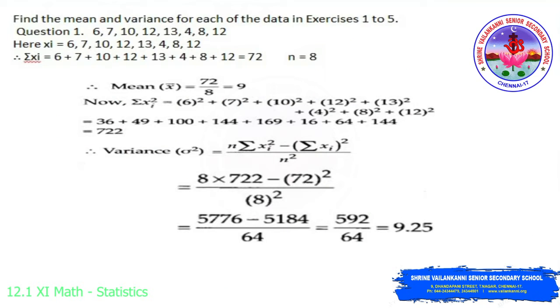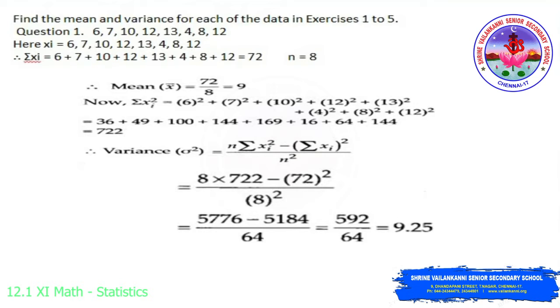Let's see some exercise problems on finding mean and variance. Find the mean and variance for each of the data from questions 1 to 5. This is question number 1: 6, 7, 10, 12, 13, 4, 8 and 12. Here xi equal to 6, 7, 10, 12, 13, 4, 8 and 12. Sigma xi, the summation of xi, is the sum of the numbers. The data gives n equal to 8.